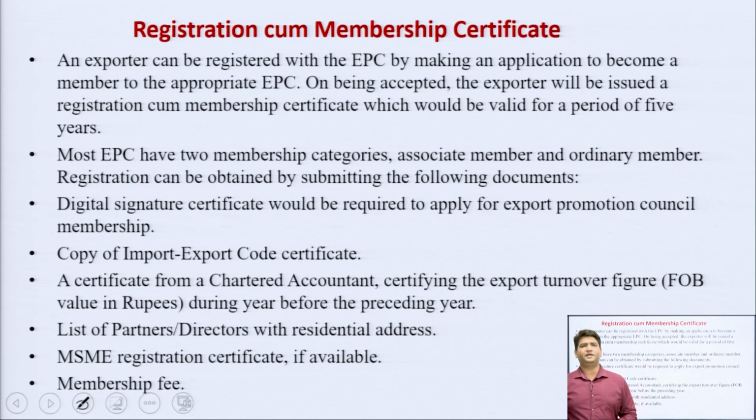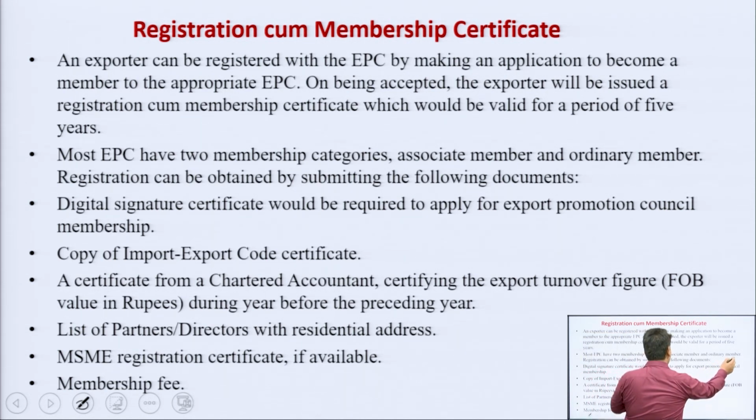Registration cum membership certificate. An exporter can be registered with the EPC by making an application to become a member of the appropriate EPC. On being accepted, the exporter will be issued a registration cum membership certificate, which would be valid for a period of 5 years only. Most EPCs have two membership categories, associate member and ordinary member.